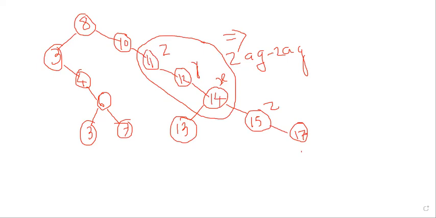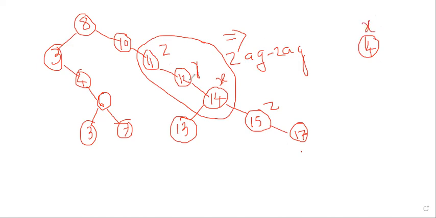So this is actually the given tree. Here we are performing a zigzag rotation, replacing this z by x. So that is 14 in place of 11. Okay, next. So the z is now x.